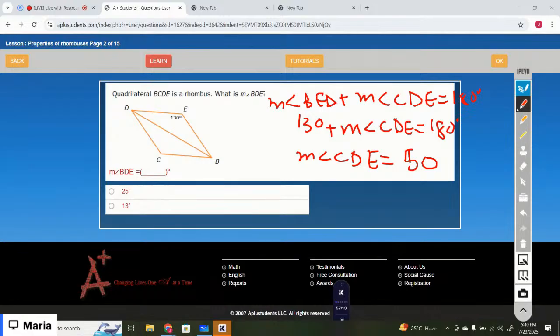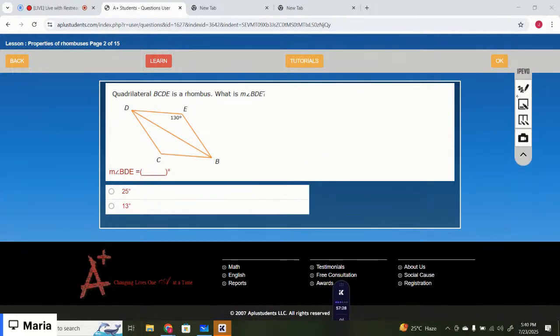So we have to find the angle BDE, right? BDE is half of the measurement of angle CDE, so that would be 25 degrees. Option number 1 is the correct option. The correct option is 25 degrees. Okay, you can complete the lesson by yourself later today.